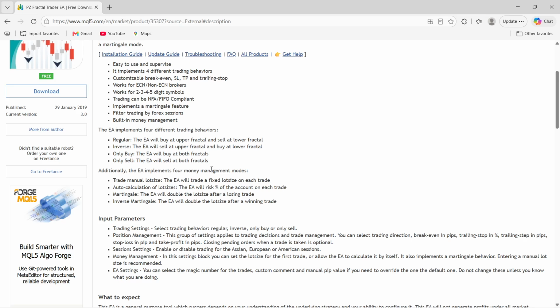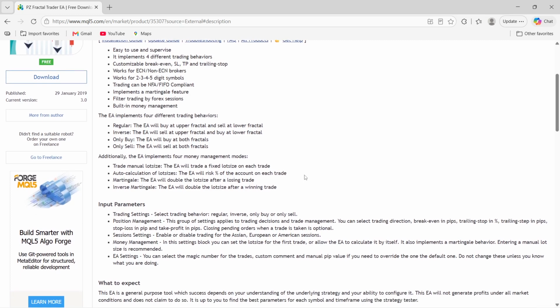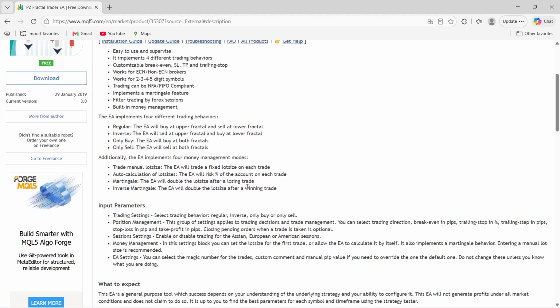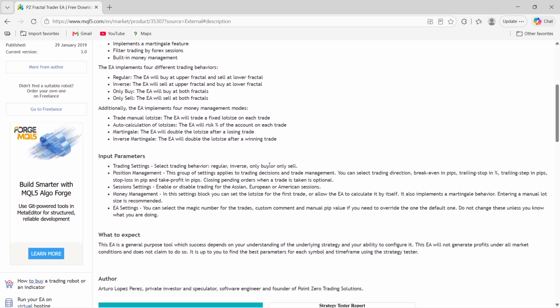All right. It also has flexible position management. You can set stop loss and take profits in pips, break even, trailing stop in percentage, and a trailing step. There's an option to close pending orders once it's filled, which helps keep things tidy. All right, so the developer is pretty upfront that this is a general purpose tool. Success depends on your understanding of the strategy and how well you configure it for each symbol and time frame using the strategy tester. It doesn't claim to print money in every market condition, which is refreshing to see.